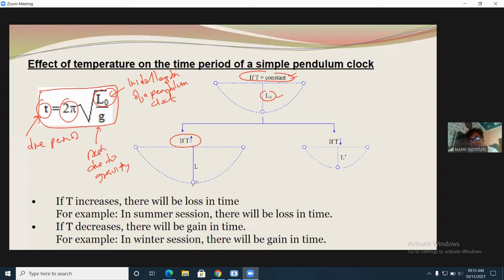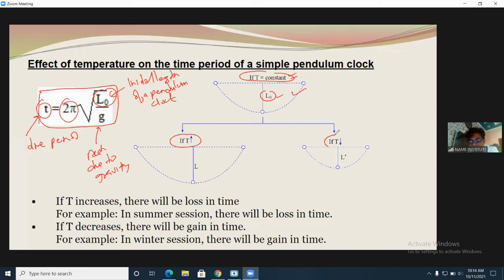So if a pendulum is taking more time to complete one oscillation, there will be loss in time. When temperature increases, length also increases, so that pendulum will take more time to complete one oscillation. And if a pendulum is taking more time to complete one oscillation, there will be the loss in time.